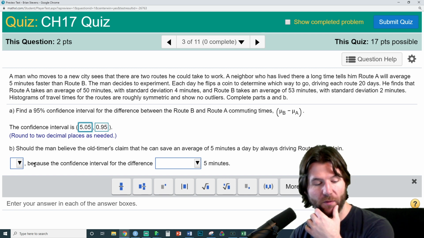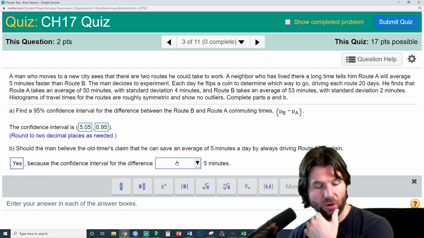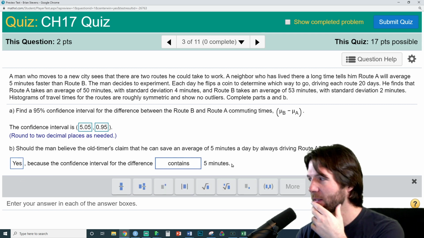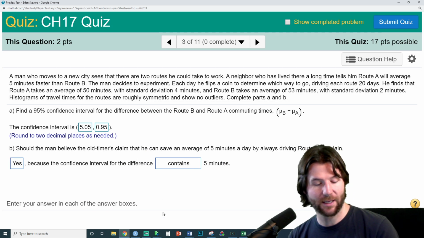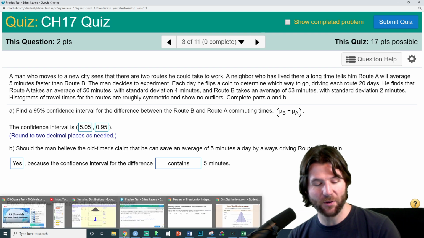Should the man believe the 5-minute claim, 5 minutes in the interval? Yes, you should believe it because the interval contains 5 minutes. I think I've done this properly. Let's check the answer. Oh, I got the interval wrong, it looks like. Dang it. Okay, let's fix it. I was trying to do it in my head.